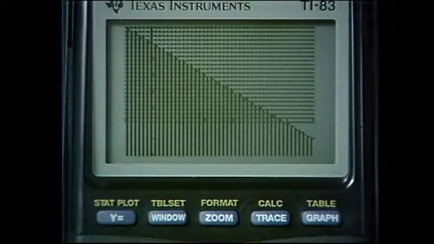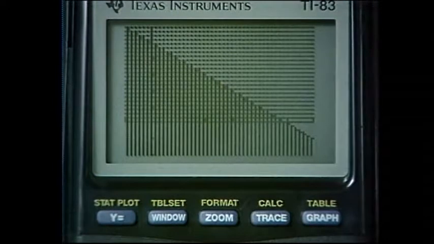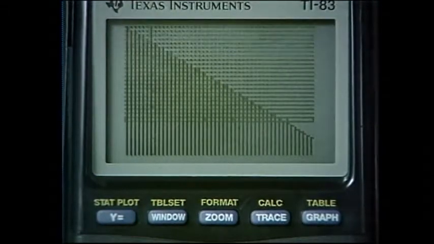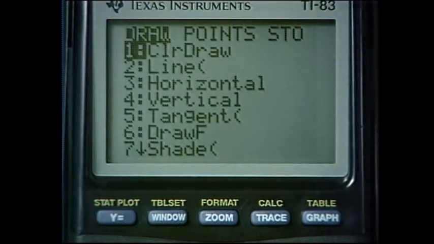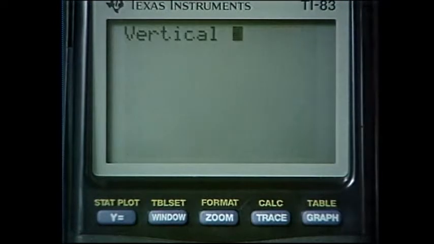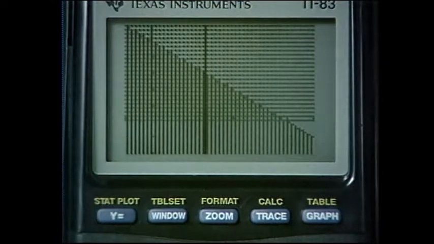Now there's just one other element involved in the situation, and that is that we want the region where x is greater than or equal to 2. Now we can't actually achieve that here very easily. However, we can draw a vertical line, and we can do that by pressing second quit. And I'm going to enter the draw menu by pressing second and then draw. It's the second function on the program key. Now I'd like to draw a vertical line. That's item number 4. And I want a vertical line at x equals 2. And now I'll press enter.